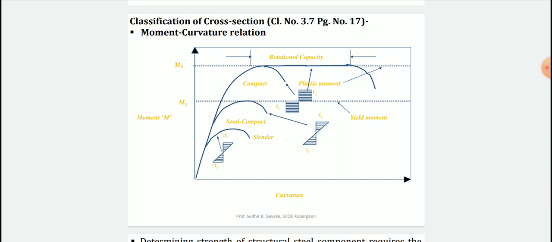Along with the four types of classes, bending stress distribution is also shown. The bending stress distribution for plastic and compact sections is rectangular, while for semi compact and slender sections it is triangular. Initially, the first type, the plastic section, has maximum moment taking capacity, and simultaneously it also has certain rotation capacity.